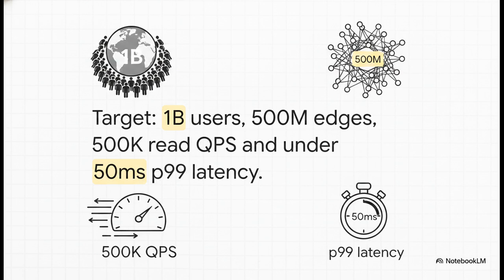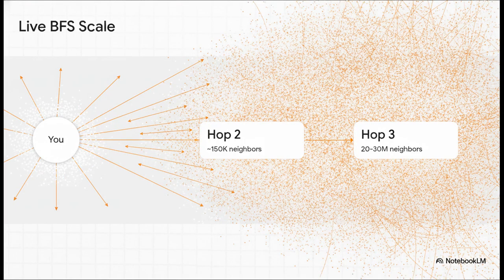Now listen to this read volume: 500,000 queries per second. That represents literally every single profile page load, every search result, every feed item. And we have to serve all those reads with a super strict latency target of under 50 milliseconds for 99% of requests. Which brings us to arguably the single most important insight in this entire design.